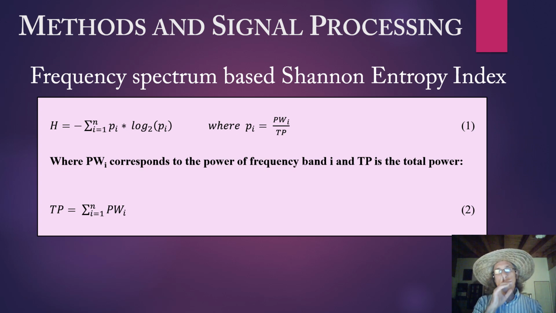We used some methods for signal processing, basically to calculate the Shannon entropy index. We use the frequency spectrum and we turn it into a probability distribution by normalizing it. This is the way we normalize it. The power spectrum of each band I, divided by the total power, gave us the probability of that band to happen. And then we have the probabilities of each band inputted into the calculation of the Shannon entropy index. This is, of course, total power, and PWI is the power spectrum of the corresponding band I.